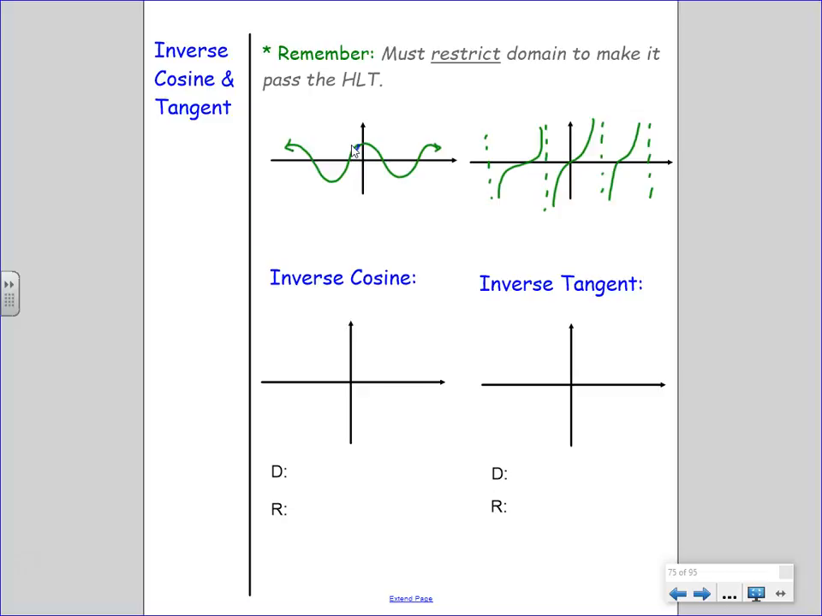Well, it flips across the y-axis. No, across the y equals x line, right? Yeah. But do you guys remember what happened with sine? It was going around the x, and what happened when we flipped it? It started going around the y instead.